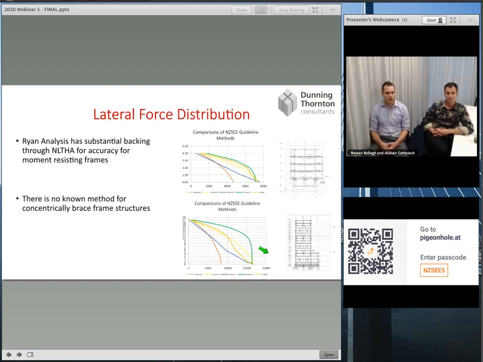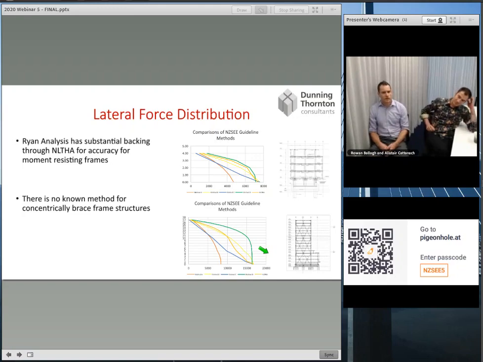And as you can see from the top graph, this is the analysis that I did on the Site 9 building, which has a moment frame. The green is what's predicted from Kerry Ryan's analysis. The orange is what I get from time history. As you can see, the green gently envelopes the nonlinear time history analysis at all floors of the building, which is exactly what you want.